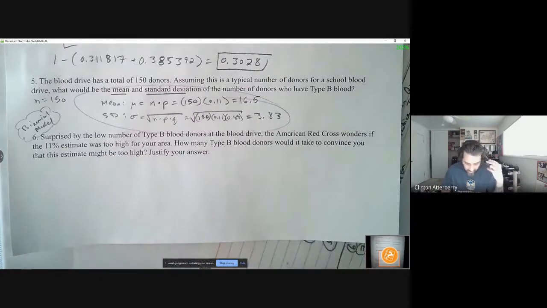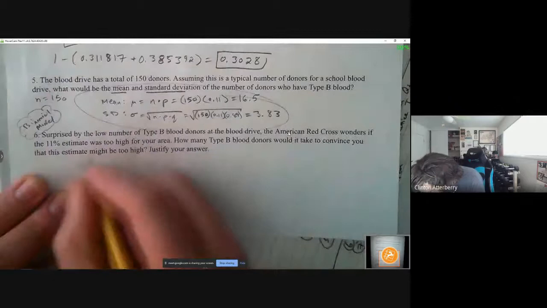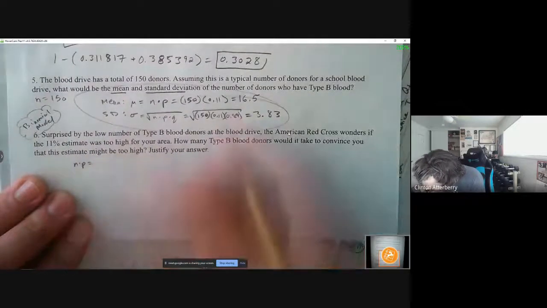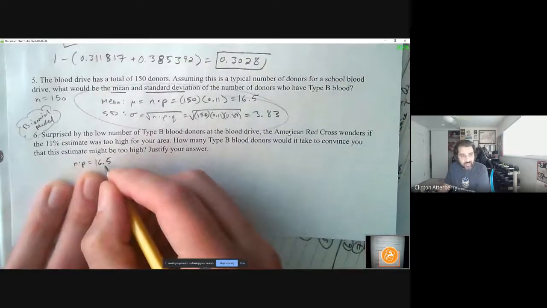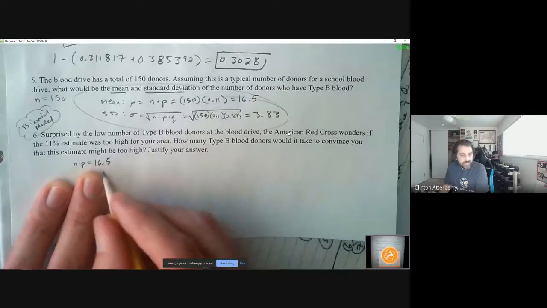So first, I'm going to use the normal model. The normal model is that bell curve, right? It's where we usually think of outliers as being 2 or 3 standard deviations from the mean. Before I can use the normal model, I have to do the 10 success, 10 failure rule. So I'm going to say n times p. I already know that is 16.5. So I would expect, on average, out of 150 people, about 16 to have type B.